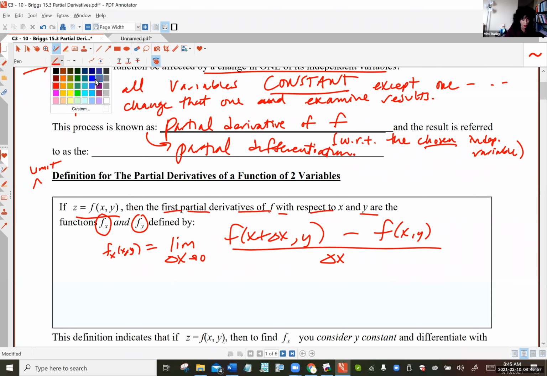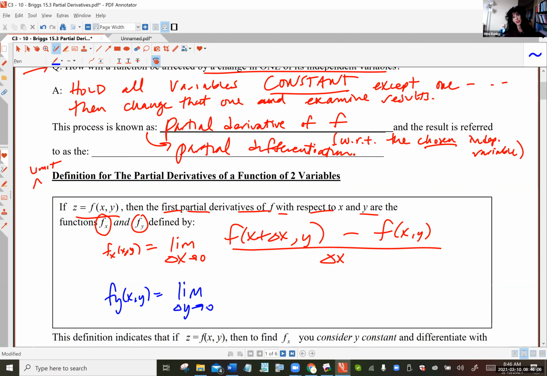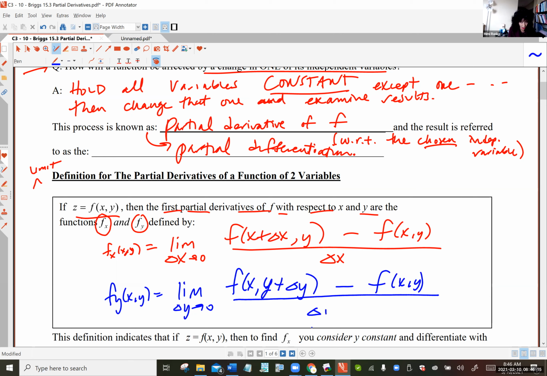Well, he's got more than one? Yeah. The other one is f_y, f subscript y, which is also going to be defined by a limit. The limit as delta y goes to 0 of f evaluated at (x, y plus delta y) minus f(x,y), all over delta y.